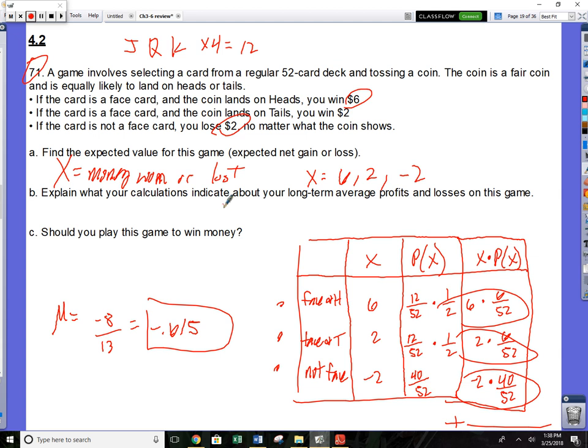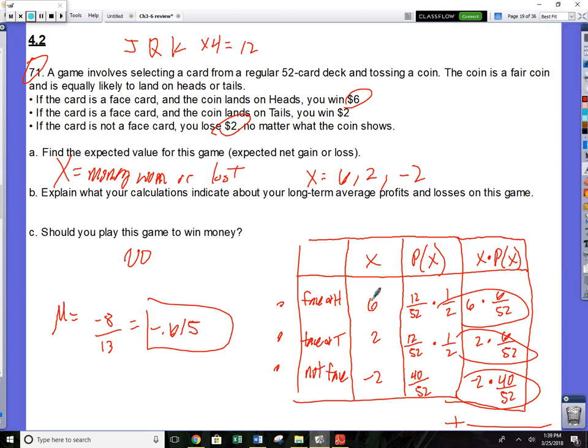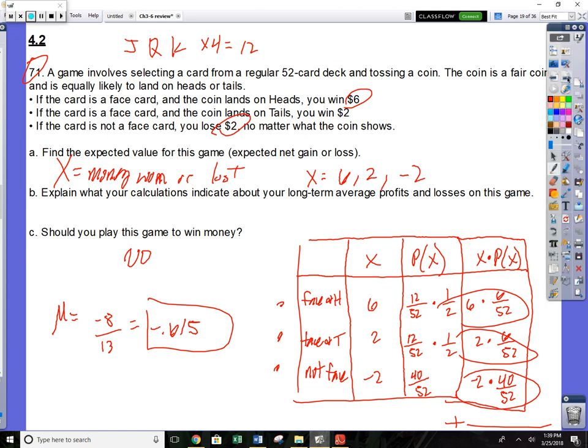Explain what your calculations indicate about your long-term profits. So that means don't play it, you're going to lose. Stay away from this game. Should you play this game to win money? No, bad game. The only way, I mean, it's close. 61 cents a game is not bad. But if you upped the profits from a 6, that might change your mind a little bit.